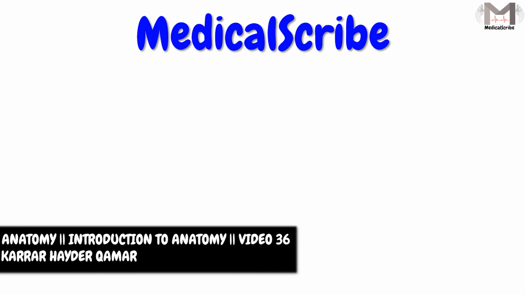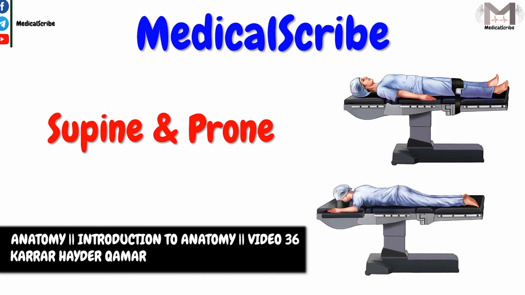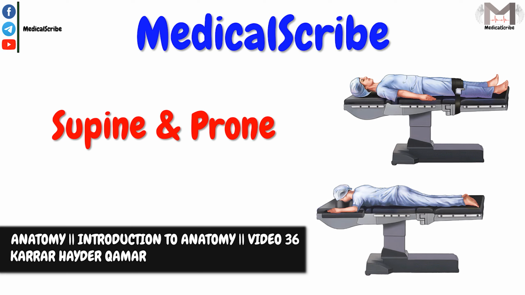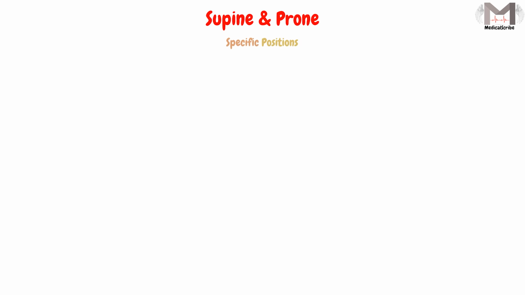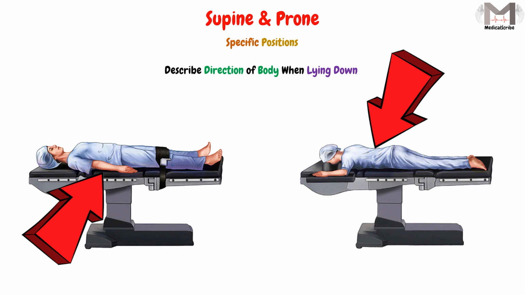In this video, we will talk about the supine and the prone positions. The supine and the prone are specific positions that will be used to describe the direction of the body when lying down, in which the back of the person will be directed inferiorly, or the back of the person will be directed superiorly. Or in a simple way, these two terms will be used to describe if the person is lying down on his back or lying down on his belly.